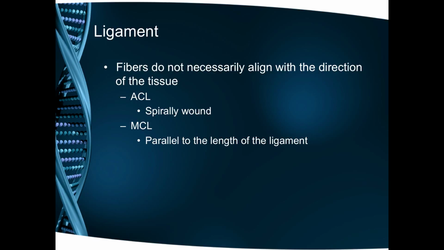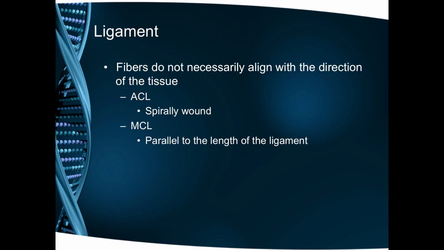Ligaments are a little bit different from tendons in that the fibers do not always align with the direction of the tissue. So when we consider the ACL, for example, it not only resists anterior translation because of its orientation, but it's twisted around. The fibers of the ligament are twisted around. And so because of that, if you think of a string attaching two bones and you just pull it in one direction, it's going to resist that motion.